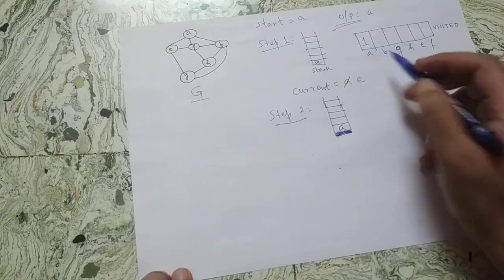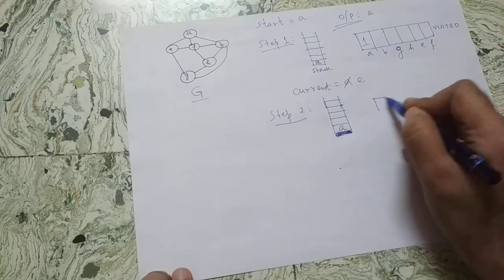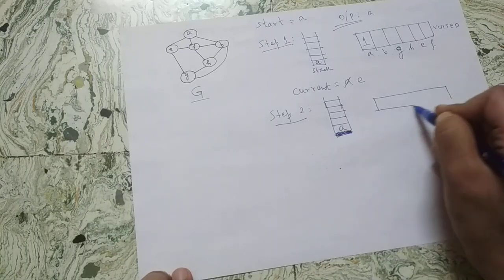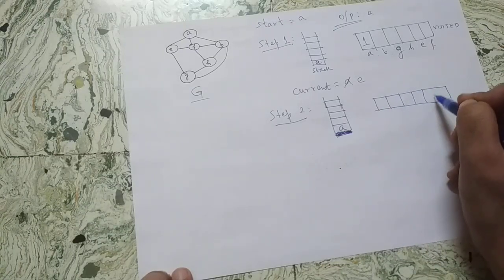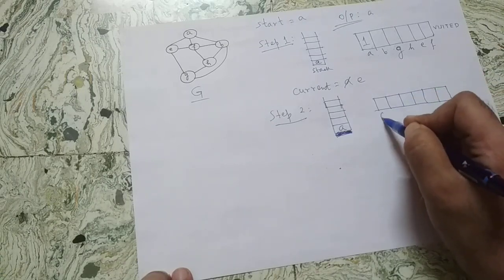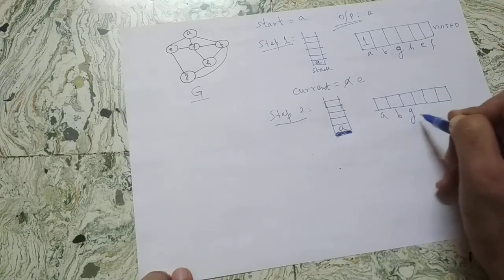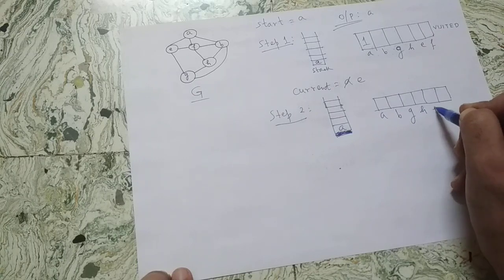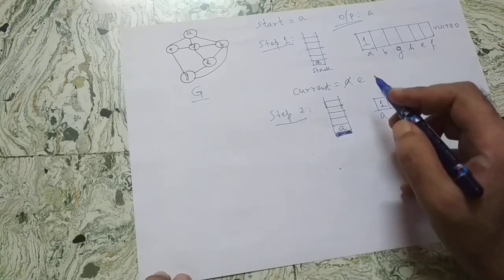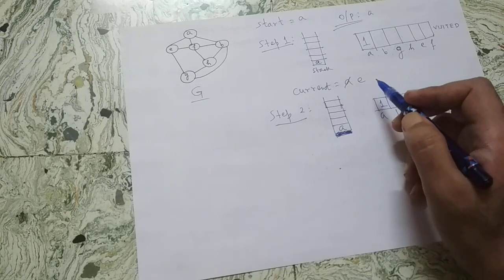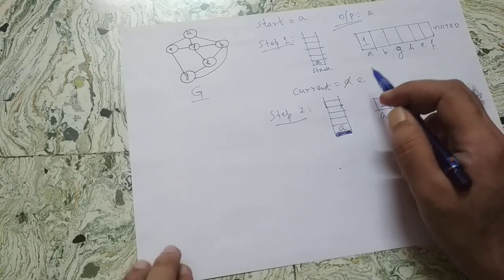And this is my visited array. So again, at every step, you have to show the stack as well as the visited array. So there are 1, 2, 3, 4, 5, 6 slots for A, B, G, H, E, and F respectively. So A has already been visited. Now my current vertex is E. Now what will I do? I'll look at the adjacent vertices of E.